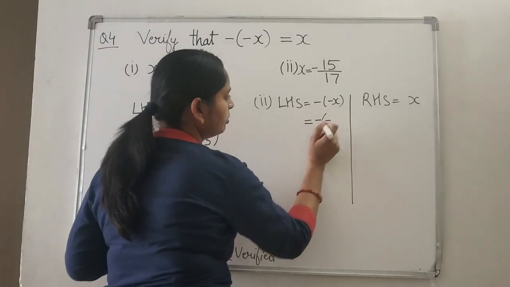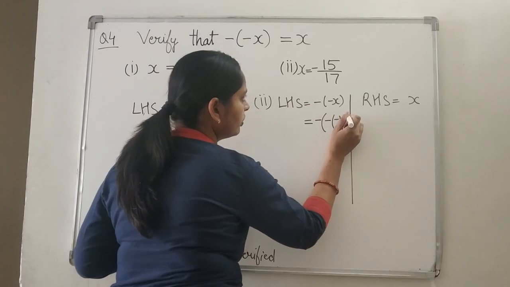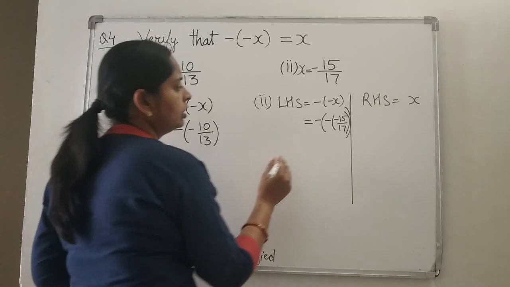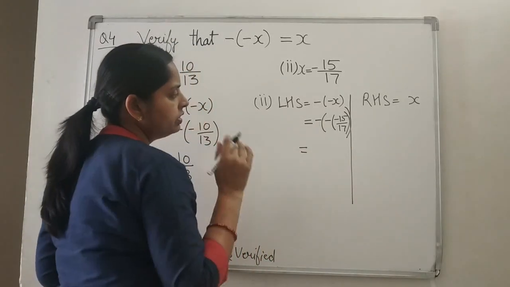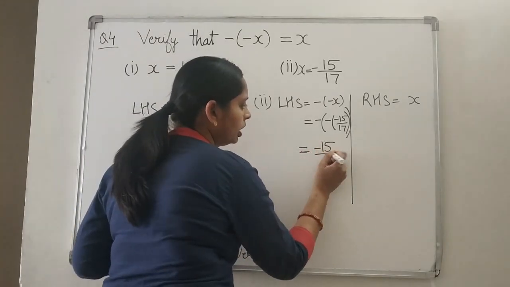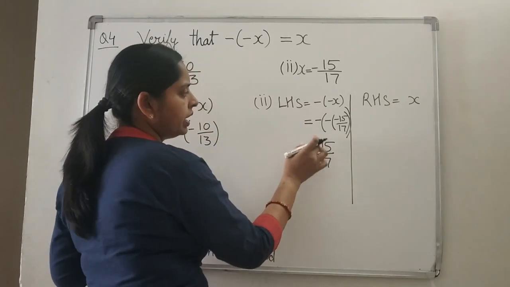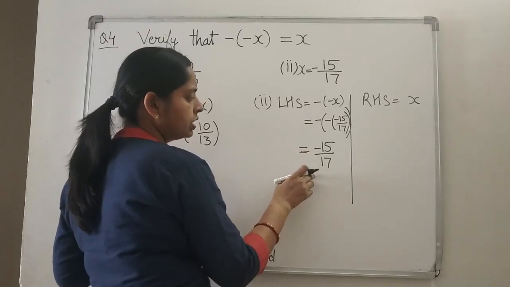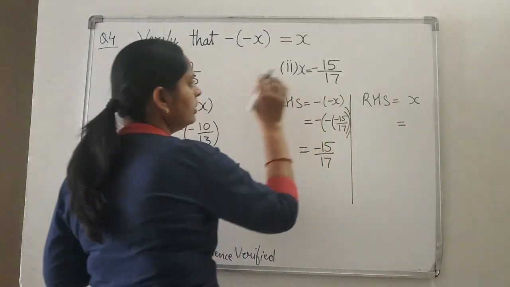Minus of minus, but this is again minus. So again minus of minus 15 upon 17 and bracket close. So you will get minus minus minus. 3 times when negative is multiplied, so your answer will be with negative sign. Follow the rules of integers for multiplication. 3 negative terms are multiplied, minus into minus into minus will give you again minus. So your answer is minus 15 upon 17, and here RHS is x, and what is the value of x?